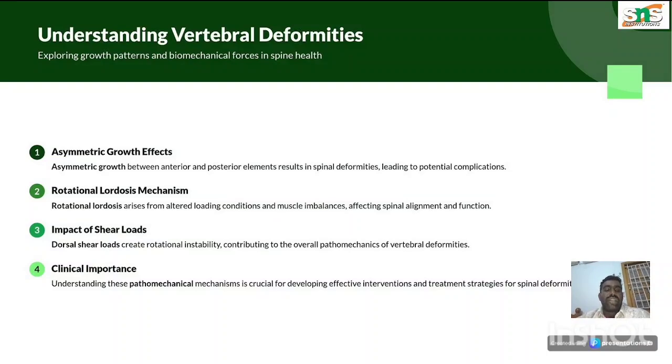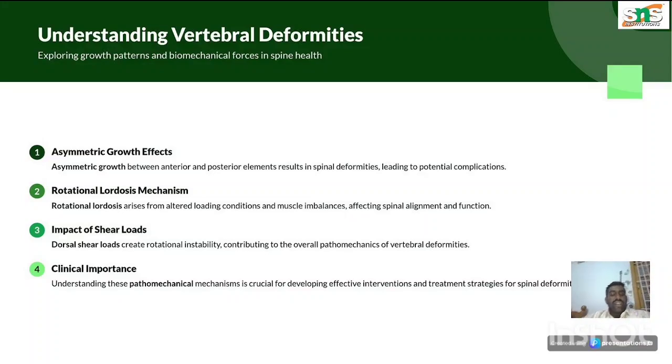The rotational deformity may be a locked or unlocked mechanism that arises from alternate loading conditions of muscle imbalance, which leads to muscle imbalance affecting the spinal alignment functions. And because of these issues, the shear force of the bone may get affected. They create rotational instability, contributing to the overall pathomechanics in vertebral deformities in various ways.